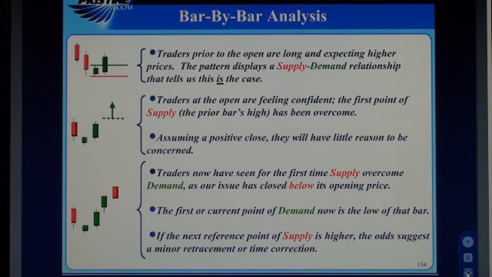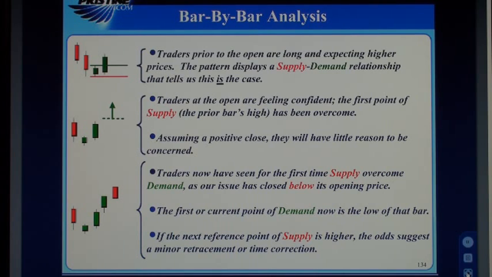Now as we move down here, at the open, traders are feeling confident. The first point of supply, meaning the prior bar's high, has been overcome. That's the dotted green line. And from there, traders are looking for prices to move higher. Now as it says, assuming a positive close, meaning closing above its opening price and above the prior bar's high, you'll have little reason to be concerned.